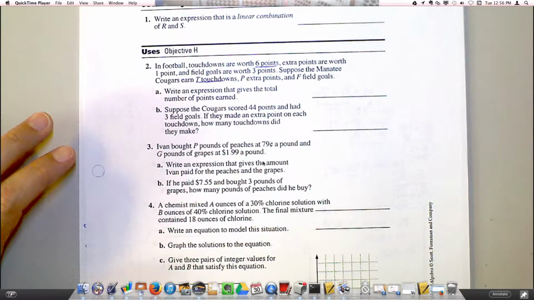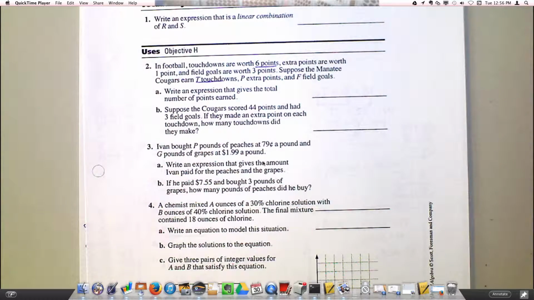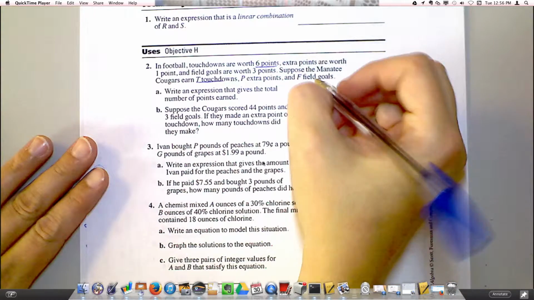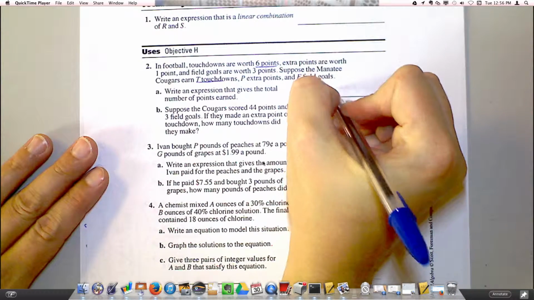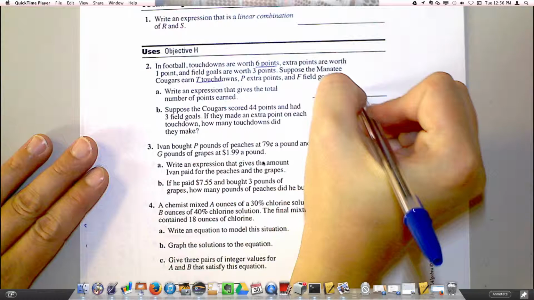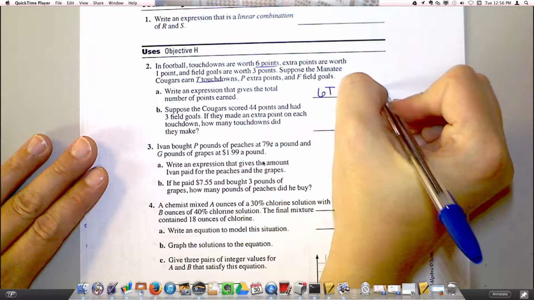Okay, that's fine. Some of you went straight to the 7 on this part. Really, part B was where you needed to do that, but part A, if you did, it wasn't a big deal. I would probably write this as 6T plus 1P plus 3F.